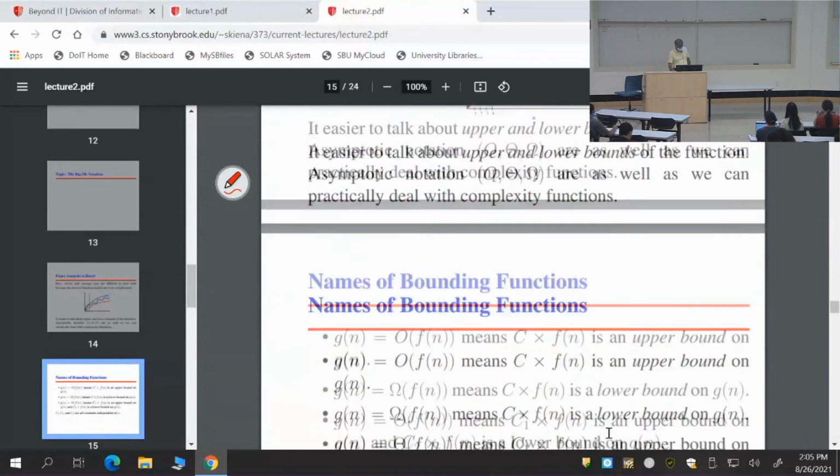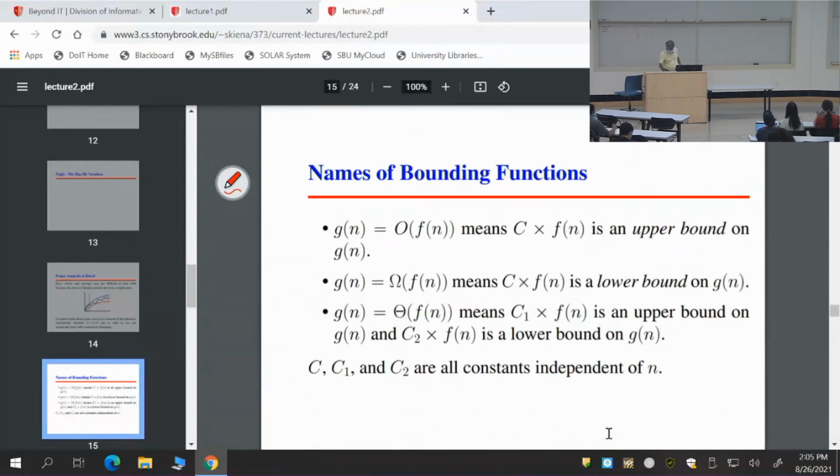Okay. So what is this? What does it mean when we say that a function g of n is big O of f of n? That means that there's some constant times f of n that is an upper bound. Okay? The big O is how we talk about upper bounds. g of n is omega of f of n means that a constant times this is a lower bound on g of n.